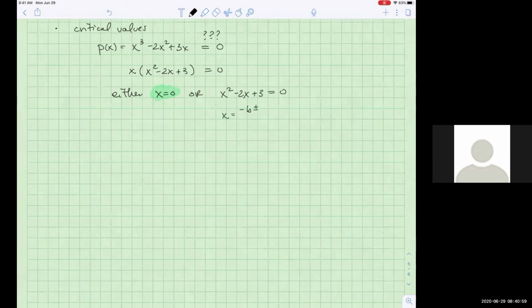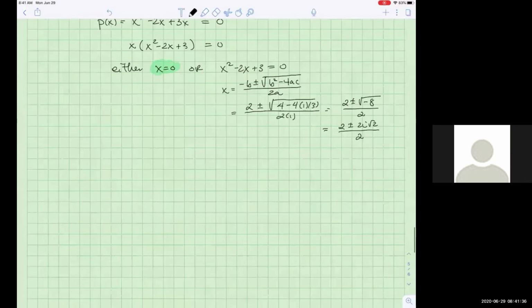X is equal to negative b plus or minus the square root of b squared minus 4ac all over 2a. And in this case, we'll get 2 plus or minus the square root of 4 minus 4 times 1 times 3 all over 2 times 1, which is 2 plus or minus the square root of negative 8 over 2, which is 2 plus or minus 2i root 2. Remember to simplify those radicals, or the root.